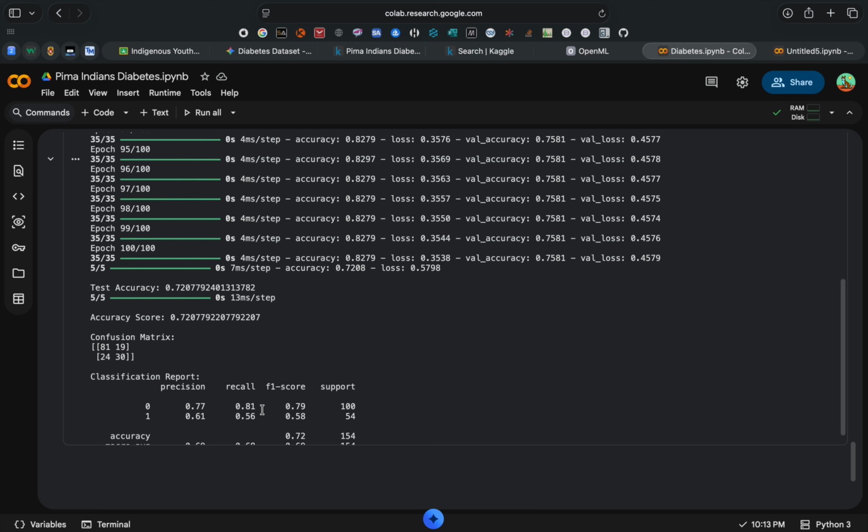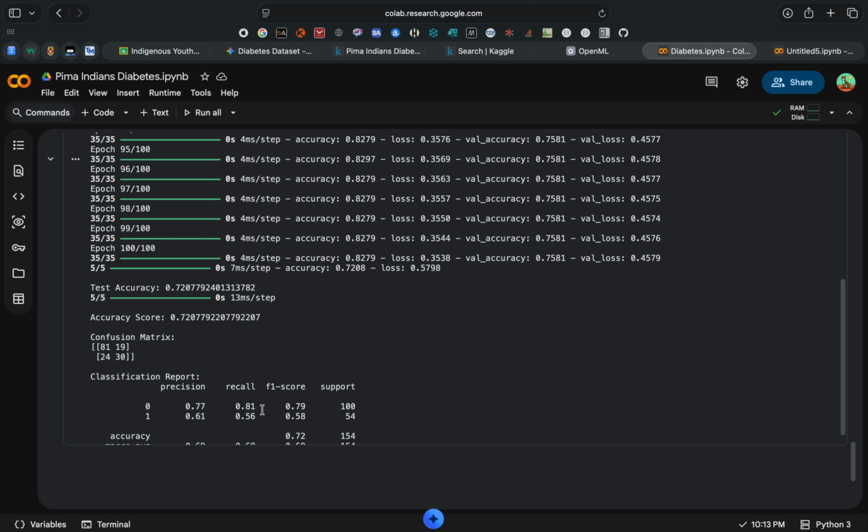The F1 score balances precision and recall, so it is useful when we care about both false positives and false negatives. The confusion matrix was 81, 19, 24, 30. This means the model correctly predicted 81 non-diabetic cases and 30 diabetic cases. It incorrectly predicted 19 non-diabetic patients as diabetic, and it missed 24 diabetic patients. Overall, these results show the neural network learned useful patterns from the dataset. But it is not perfect.